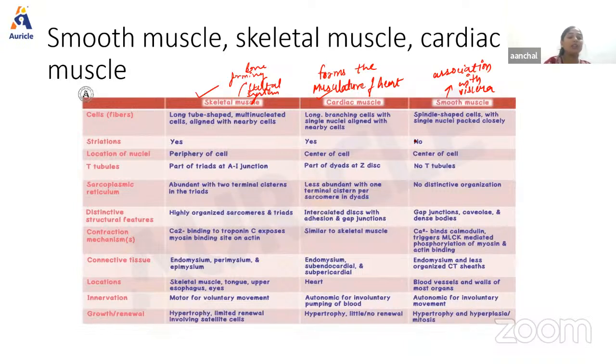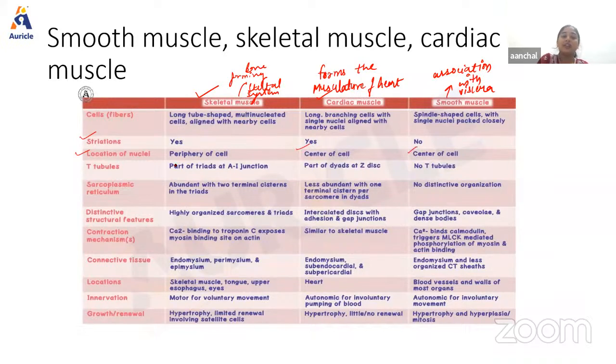Now we're going to discuss the main and important differences between skeletal, cardiac, and smooth muscles. The cells found in skeletal muscles are long, tube-like, multinucleated cells. In cardiac muscles, the cells are long and branched with single nuclei. In smooth muscle, they are spindle-shaped with single nuclei and packed. We have already discussed that in skeletal and cardiac muscle, striations are present, whereas in smooth muscles they are absent. Talking about the location of the nuclei, in both skeletal and cardiac muscles the nuclei location will be central, right?